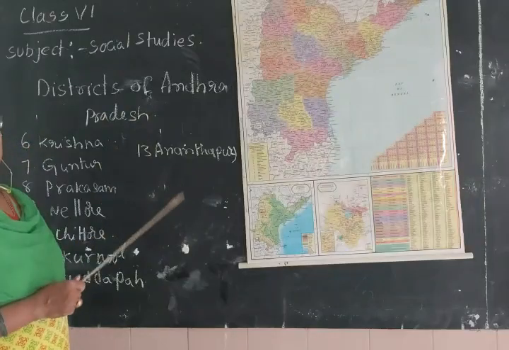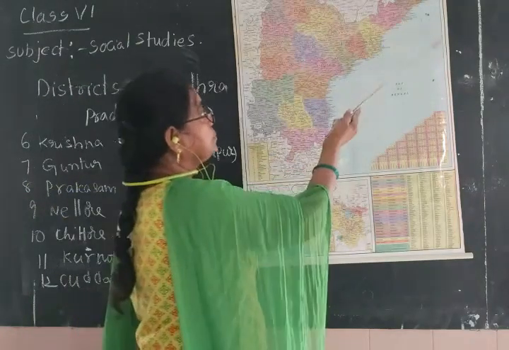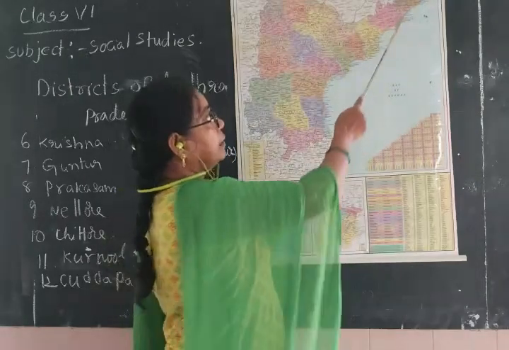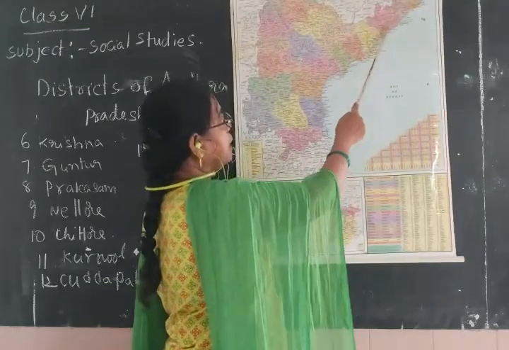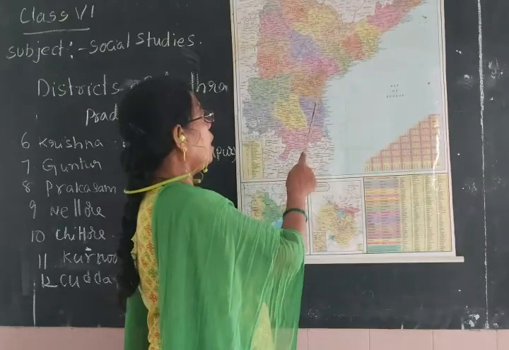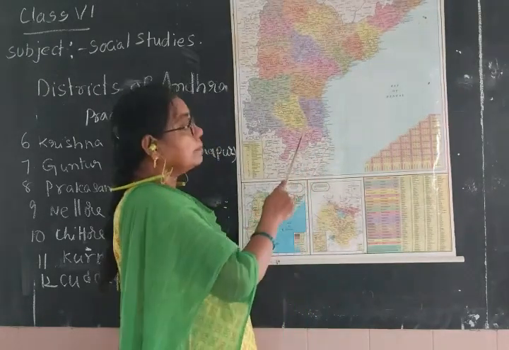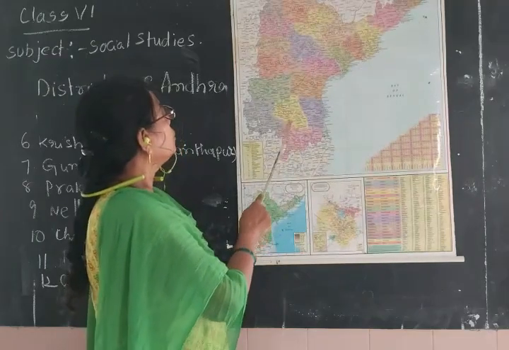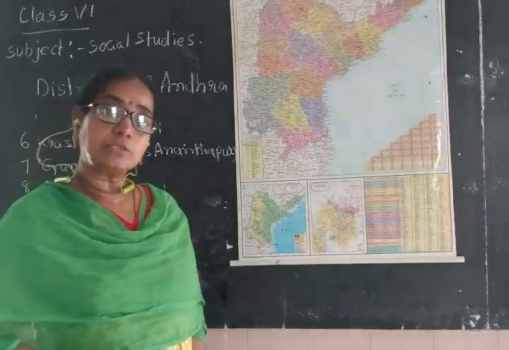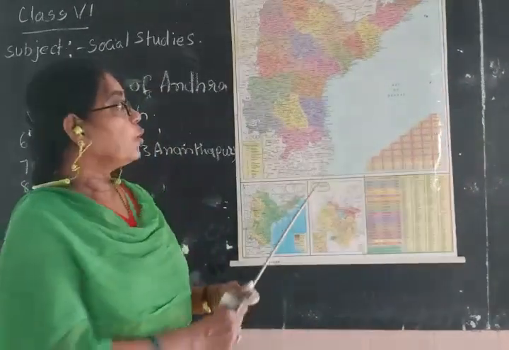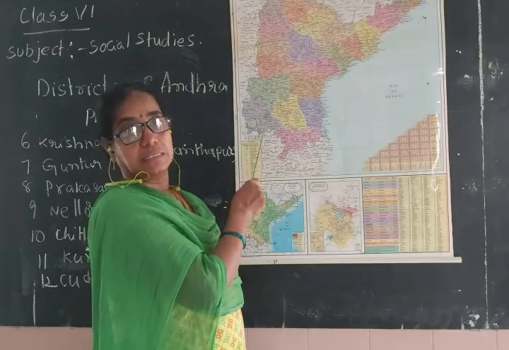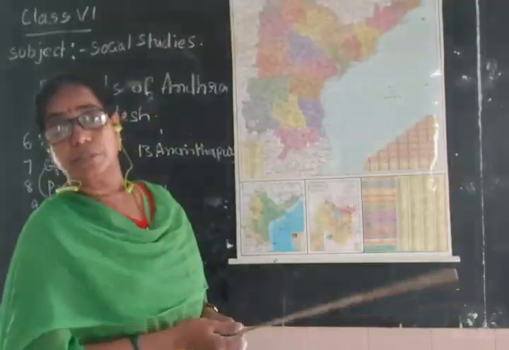So again I am telling. There are 13 districts. They are Srikakulam, Vijayanagaram, Visakhapatnam, East Godavari, West Godavari, Krishna, Guntur, Prakasam, Nellore, Chittoor, Kadapa, Kurnool, Anantapur. These are also divided into two parts again. There are coastal districts and plateau districts, that is Rayalaseema districts.